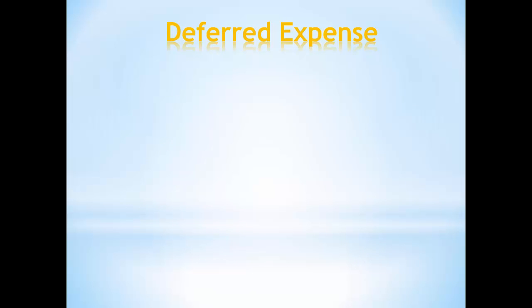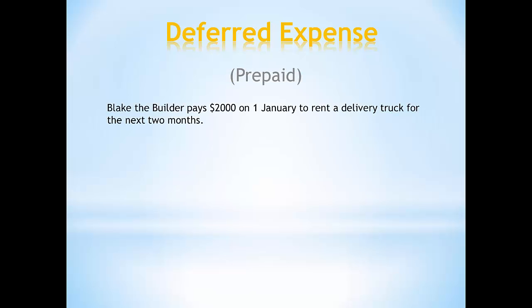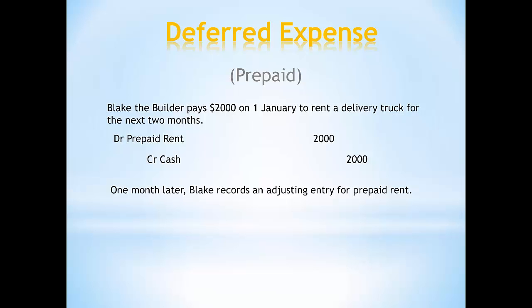Deferred expense. Expense that is prepaid. In this scenario, rent of a delivery truck is paid before it's used, creating the asset account prepaid rent in the first entry. After 1 month, an adjusting entry is prepared, where an expense over the month is recorded along with the amount of prepaid rent used or expired.